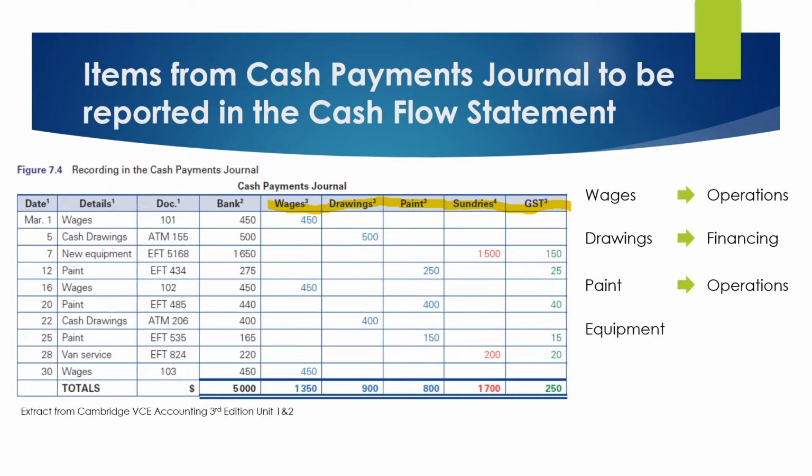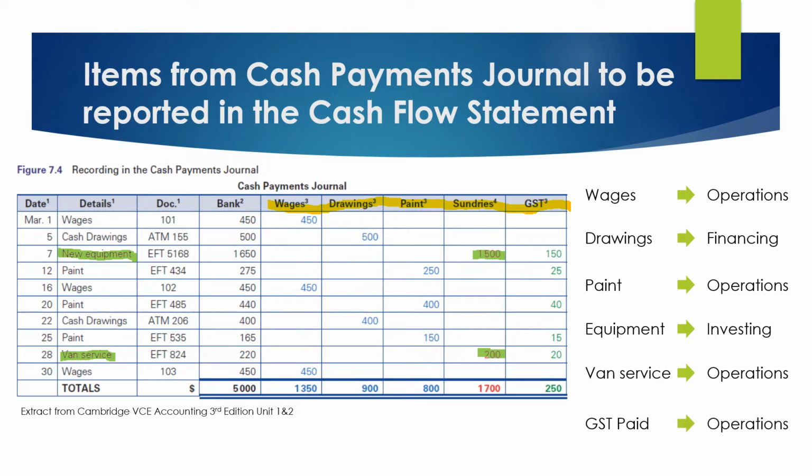And the sundries, as mentioned before, we do not report the word sundries in a cash flow statement. Instead, we identify the specific items, which in this case is new equipment, which is reported under investing. Another sundry payment would be van service, which is some sort of maintenance expense, and this is reported under operations. Lastly, we have GST paid that has been paid as part of the purchases and expenses that were paid in the month. GST paid is a cash outflow that is reported under operations.